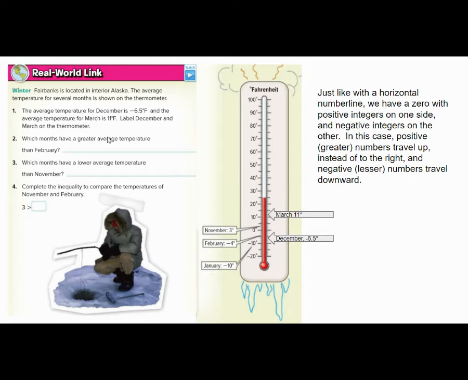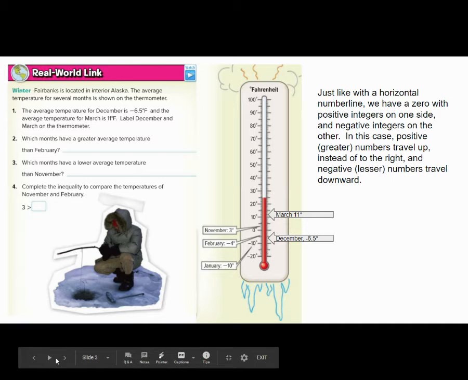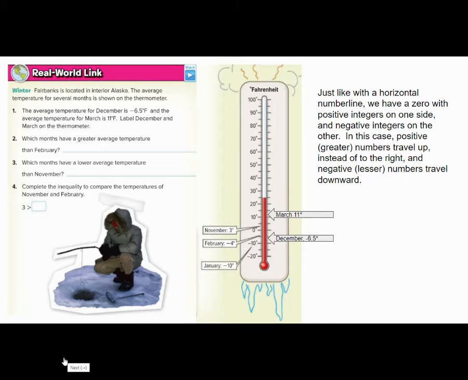All right. So for number 2, it says, which months have a greater temperature than February? Go ahead and try that out, and we'll check it here in just a second. So which months have a greater average temperature than February? Just reading and ordering your temperatures.